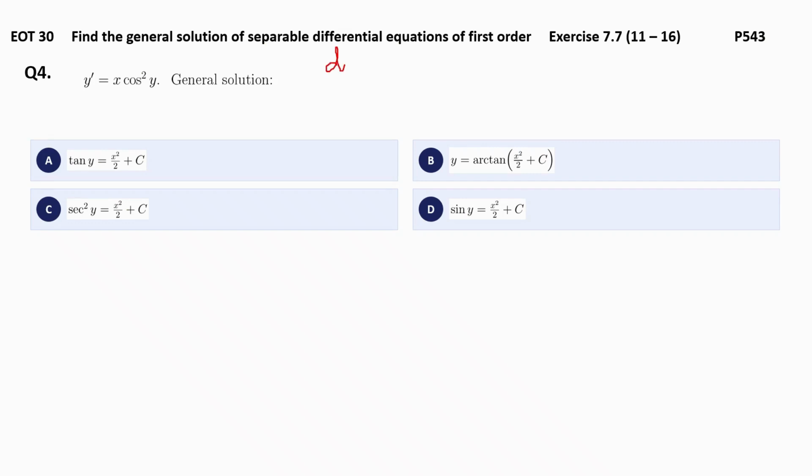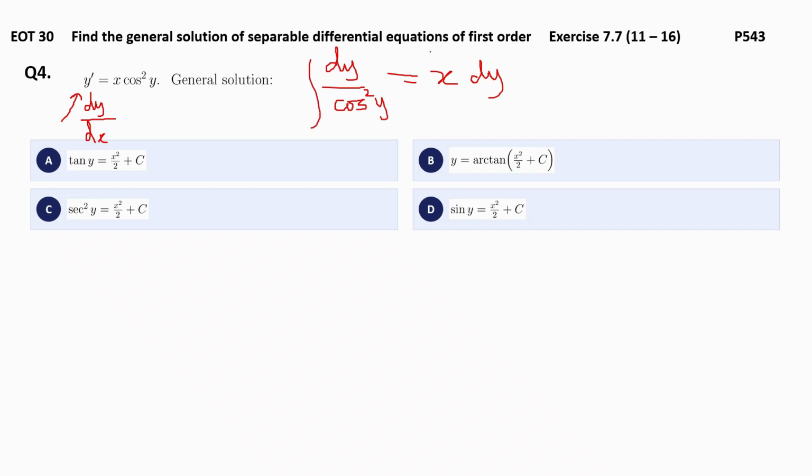So first let us group it, okay? dy by cos square y is equal to x dx. Any idea how I am writing dy by dx? Please note y prime can be written as dy by dx. From here we are grouping y on one side, x on the other side. Okay, fine. Now let's integrate.